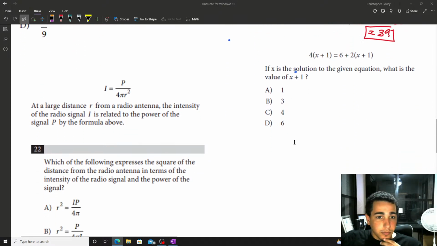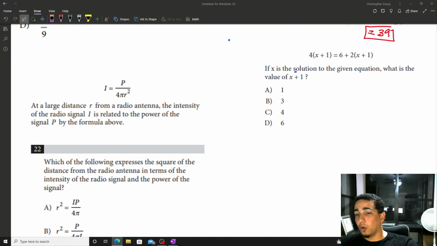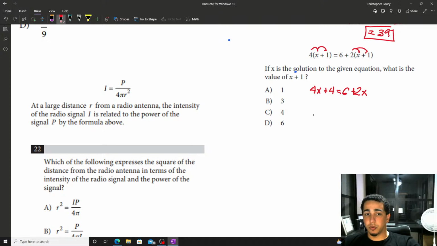Okay, so for this next one, we're first going to have to distribute the numbers that are outside of the parentheses. So first we're going to distribute 4 inside of the first set of parentheses. 4 times x is 4x. 4 times 1 is plus 4. And this is going to equal 6 plus 2 times x, which is 2x. And then 2 times 1, which is plus 2.